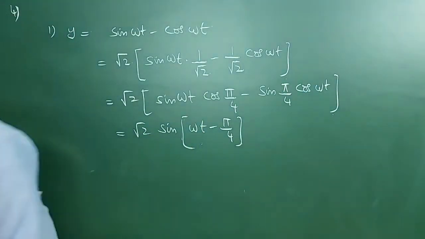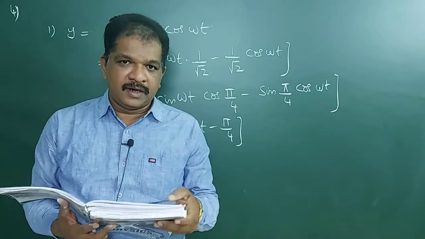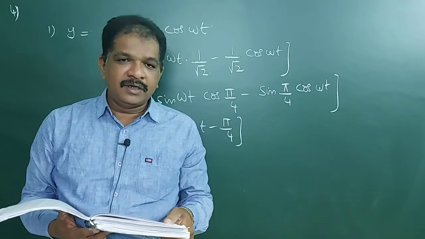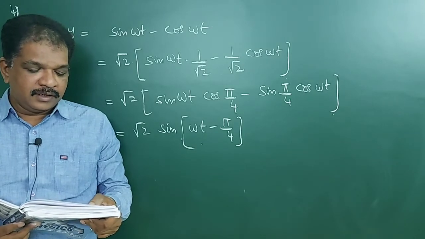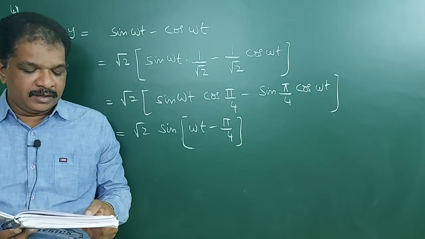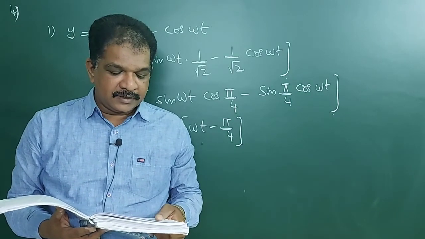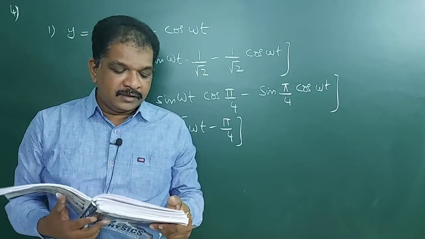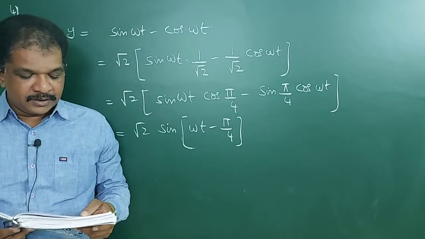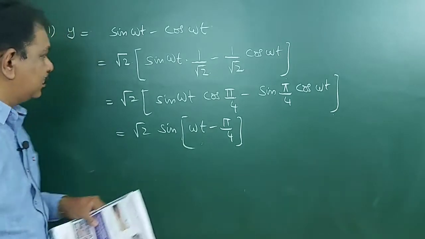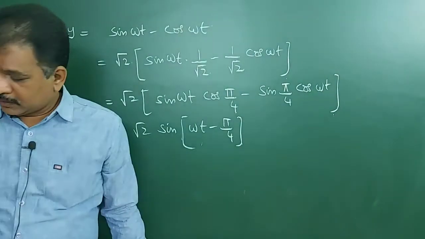First equation. Second equation, sin cube omega t, it is not in SHM. Third equation, directly we can say it is in SHM: 5 cos 3 pi by 4 minus 3 omega t, it will be in SHM. Fourth equation is not in SHM. So 1 and 3 will be in SHM, 2 and 4 will not be in SHM. So fourth option will be the answer.